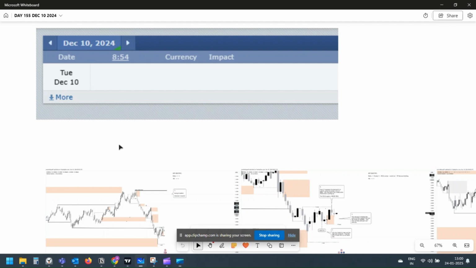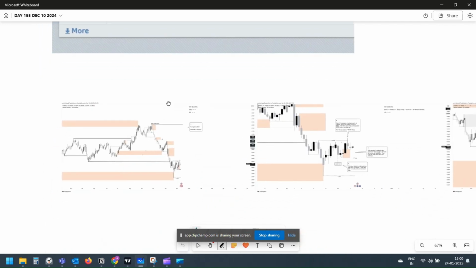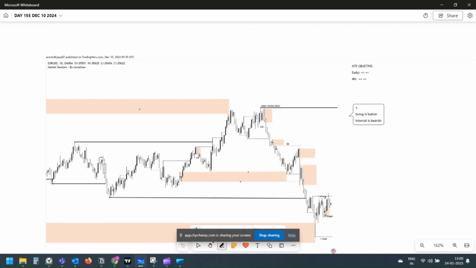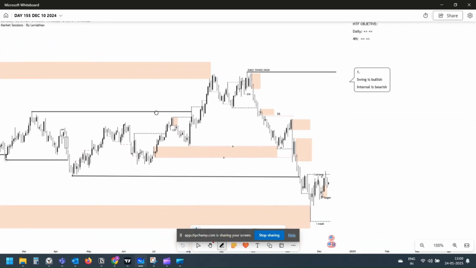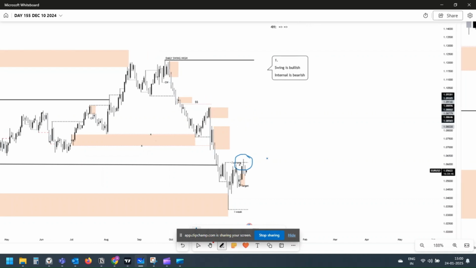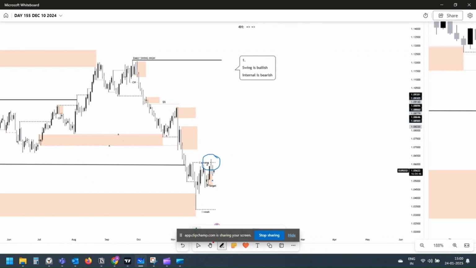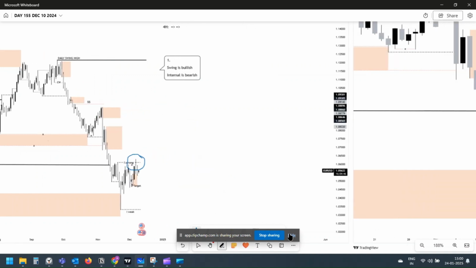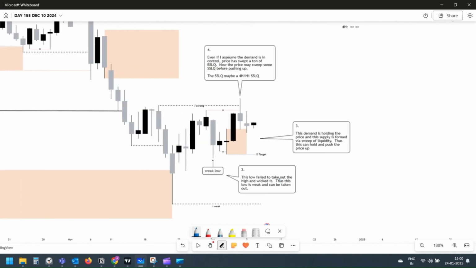As usual, let's start with the euro dollar from the daily perspective. The swing structure is bearish and internal is also bearish, and price has taken the buy side liquidity above the strong internal high, which means there is a lot of possibility of the price coming down to take out some serious liquidities. So let's see a bigger zoomed in version.